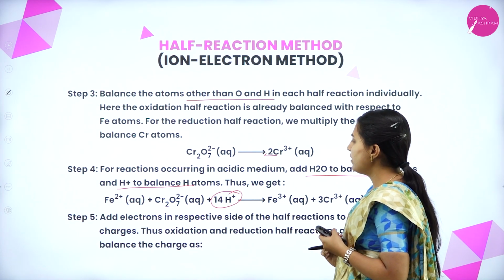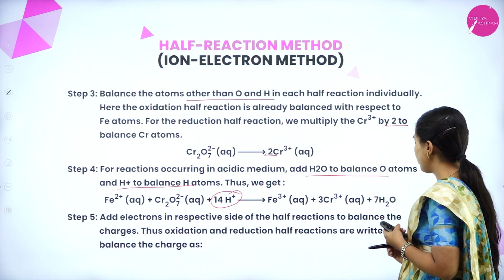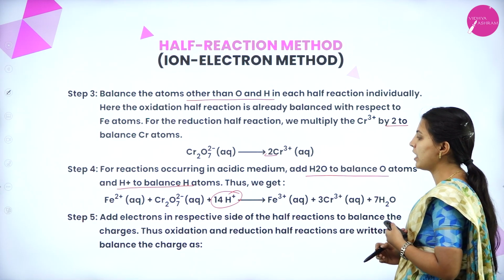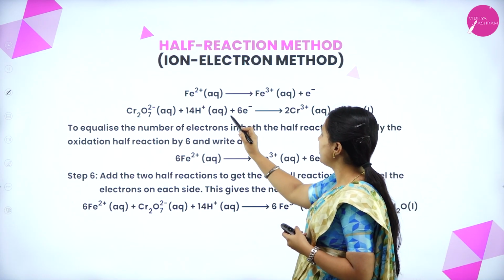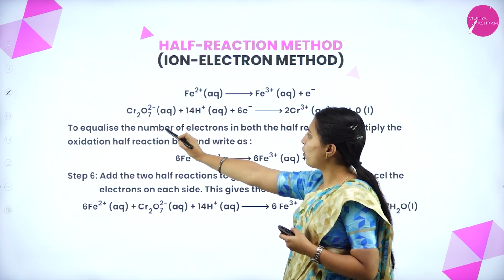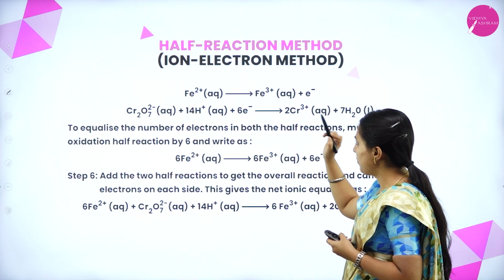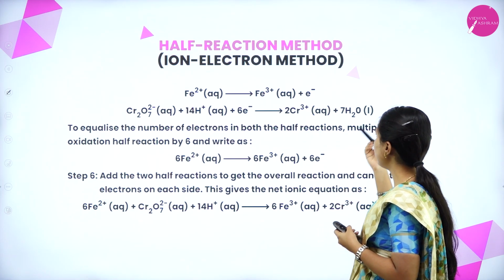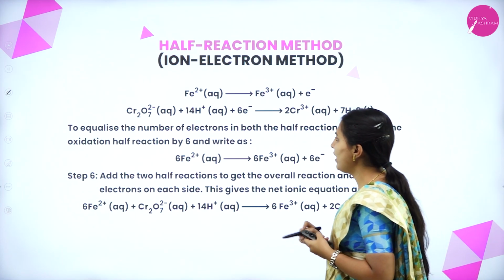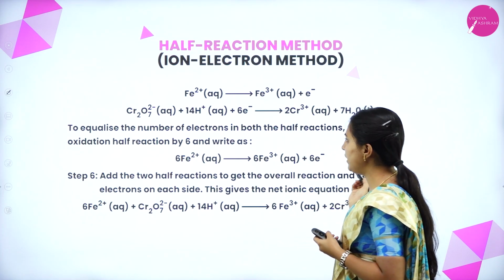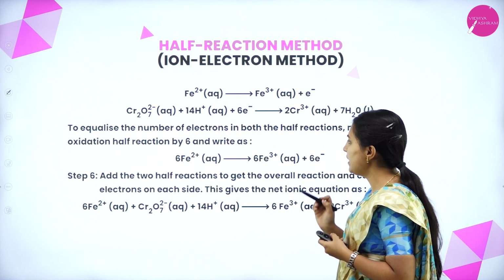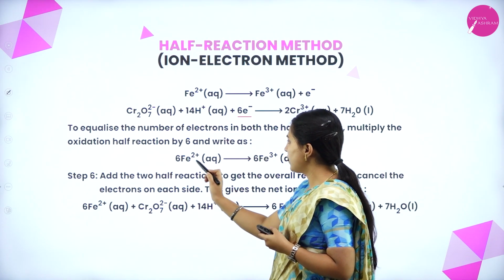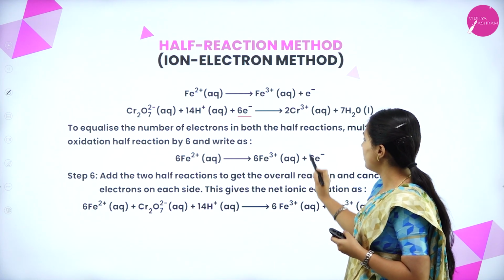Okay. Add electrons on the respective side of the half reactions to balance the charges. Thus the oxidation and reduction half reactions are written to balance the charges: here Fe2+ to Fe3+, and here chromate plus 14 H+ plus 6 electrons are added to form Cr3+ and water molecules. To equalize the number of electrons in both half reactions, multiply the oxidation half reaction by 6. Okay, you have to multiply this by 6. So 6 Fe2+ to 6 Fe3+, plus 6 electrons.